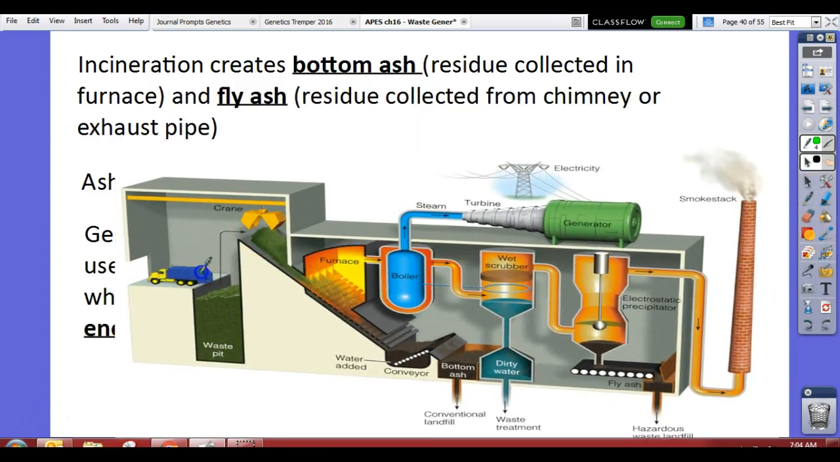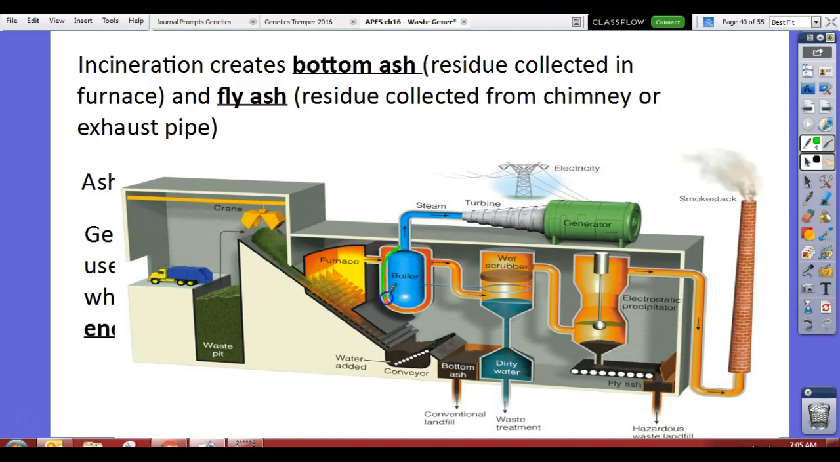Here's what's happening. We've got a crane taking the waste in, gonna burn it up. Here we have all the ash, the bottom ash, and you also see there's some dirty water here. There's going to be a chimney. So notice all of this is going out to the chimney. This is where the fly ash would be, all up here. And what happens is this heat boils the water, which creates steam, and then it turns a turbine. Think like a wind turbine. And that generates electricity.